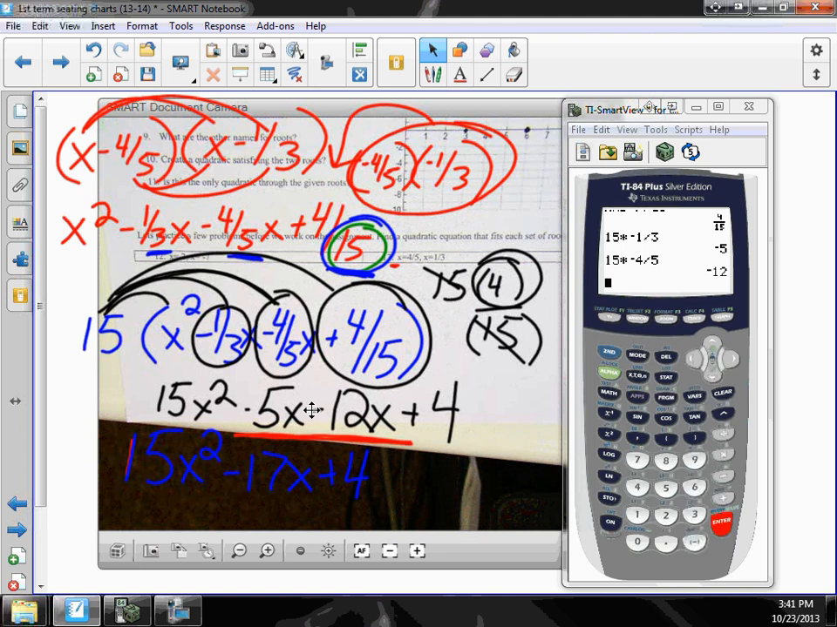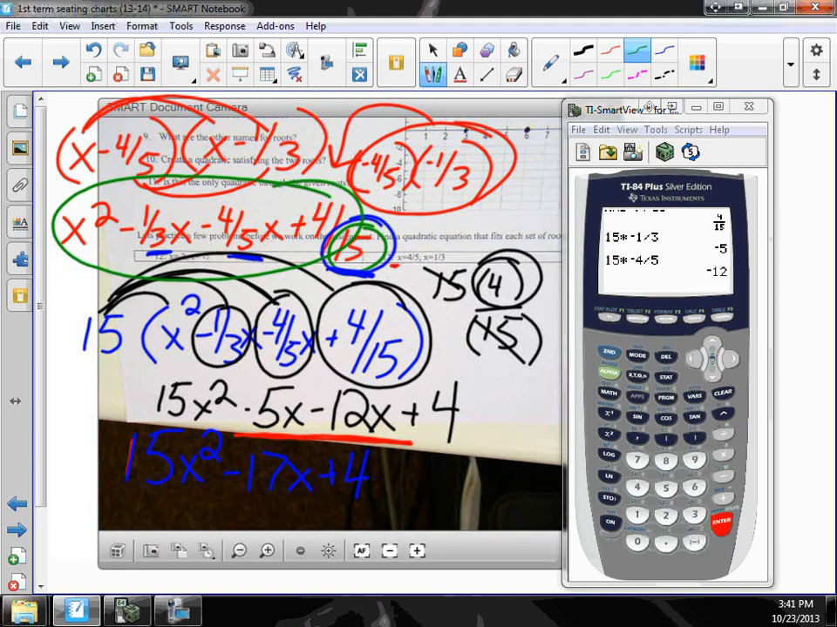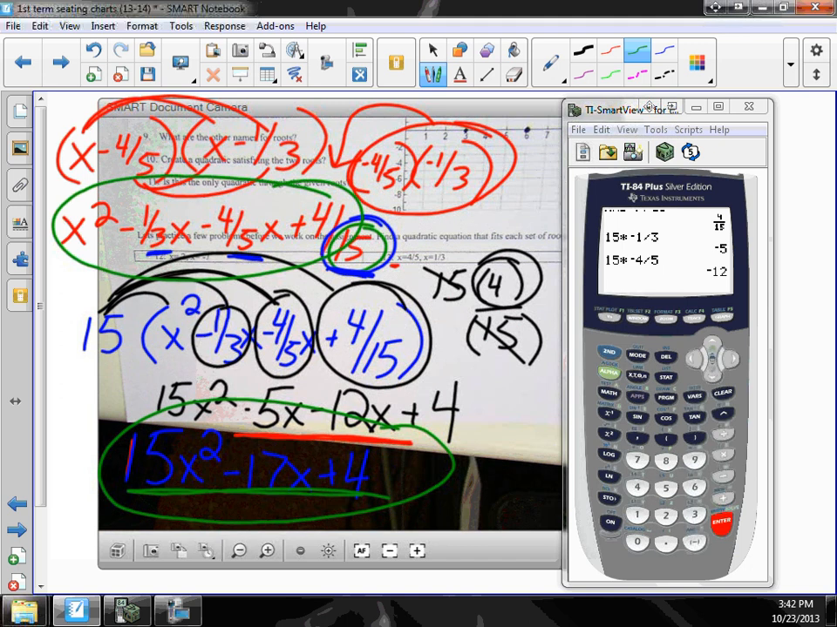And both of these quadratics, this one here and this one here, they hit the x-axis in the same place. The roots are 4/5 and 1/3, but this second one has no fractions in it, and we prefer to use that when we can.